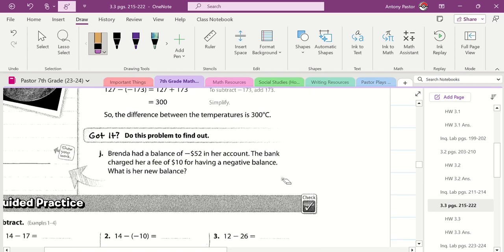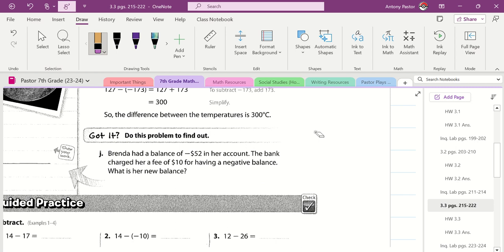And let's go ahead and do this last one for the video. Brenda has a balance of negative $52 in her account. So going back to money, that means she owes $52. She overdrew. The bank charged her a fee of $10 for having a negative balance. What is her new balance? So unfortunately, this is real world stuff. When you don't have enough money in your bank, the bank actually charges you more money for not having money in your bank, which seems kind of counterproductive, but it's the truth.